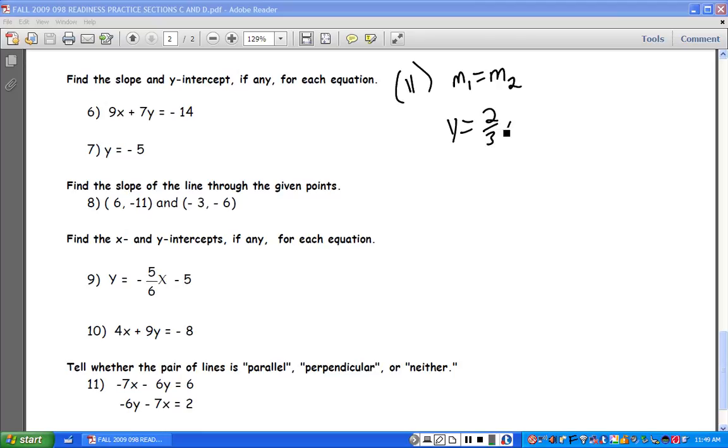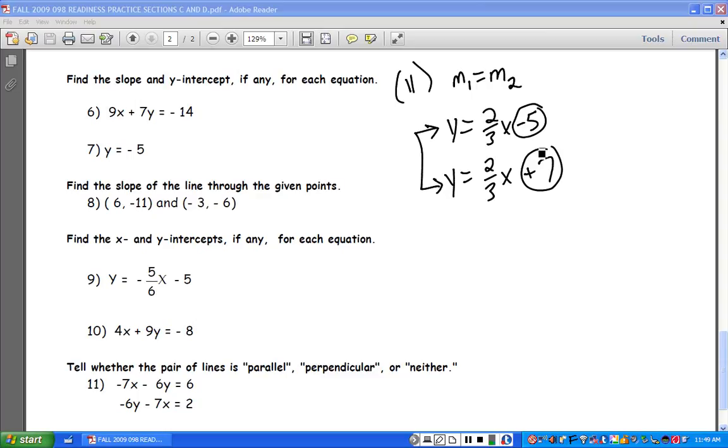2/3 x minus 5, and I had another equation, alright, notice these two equations are a little bit different because the y-intercepts are different.